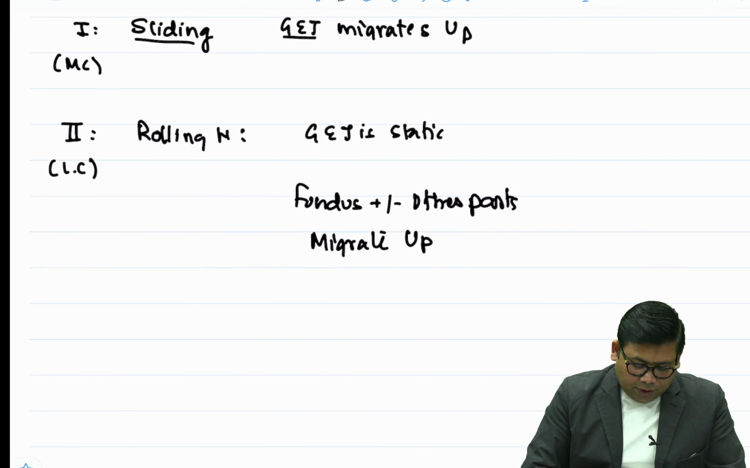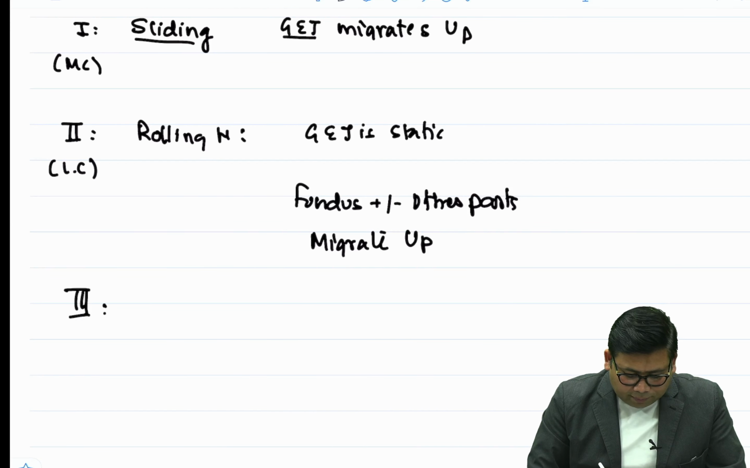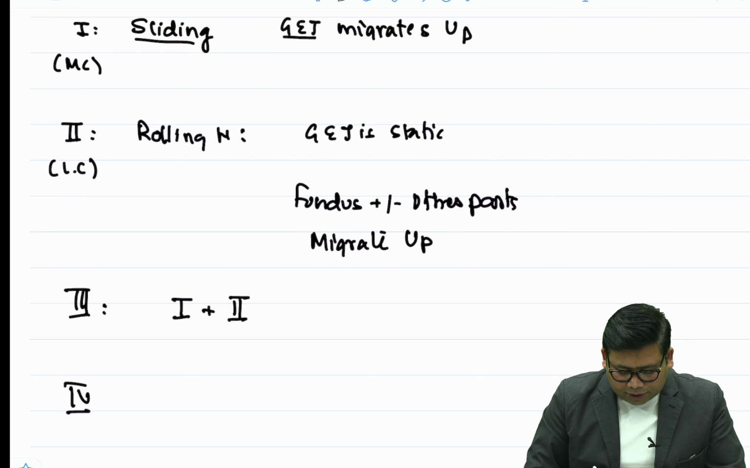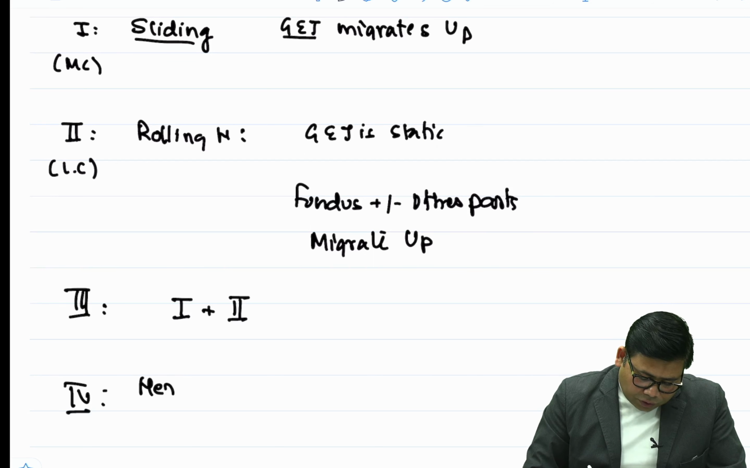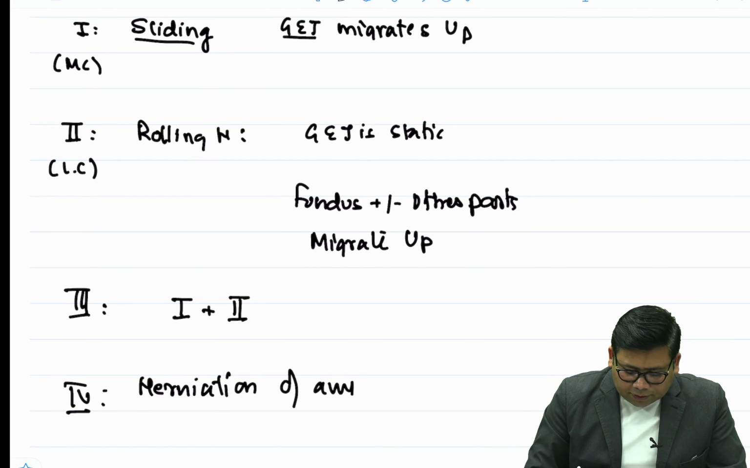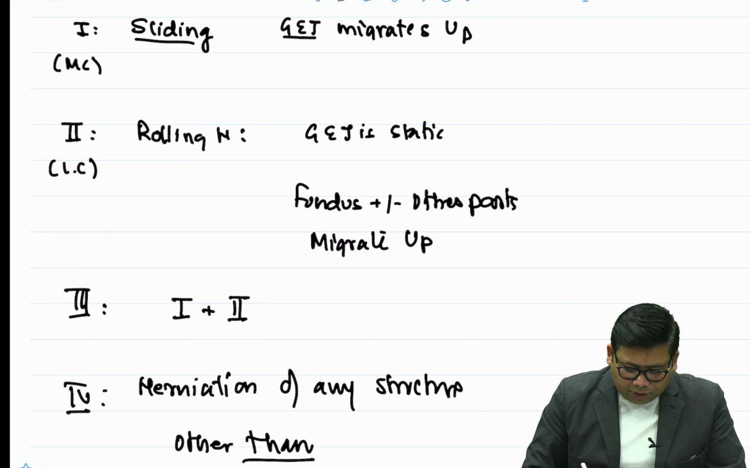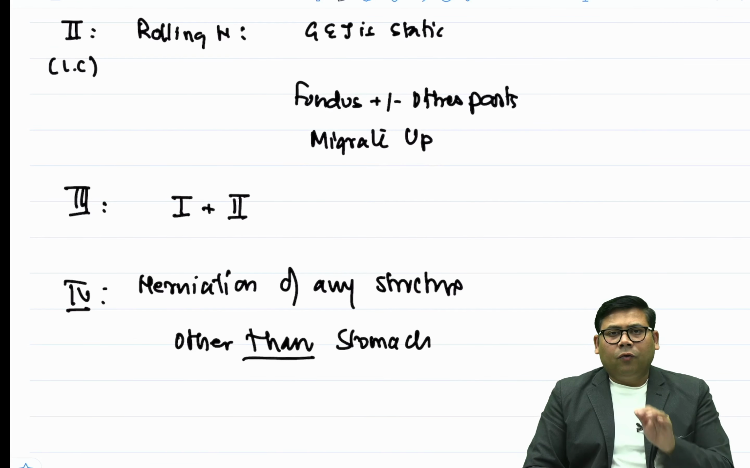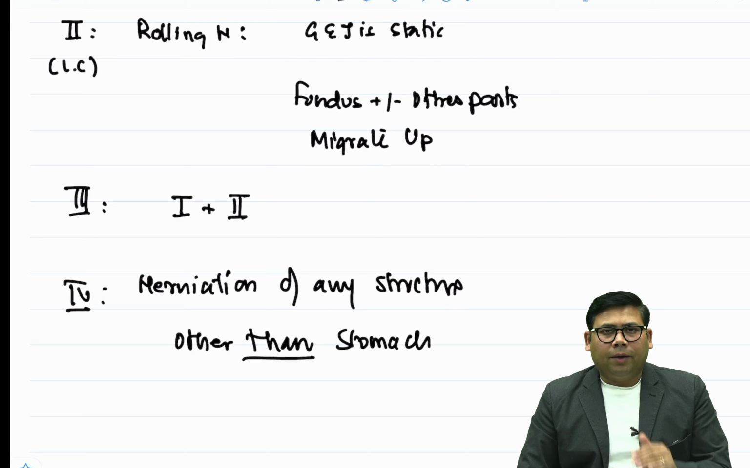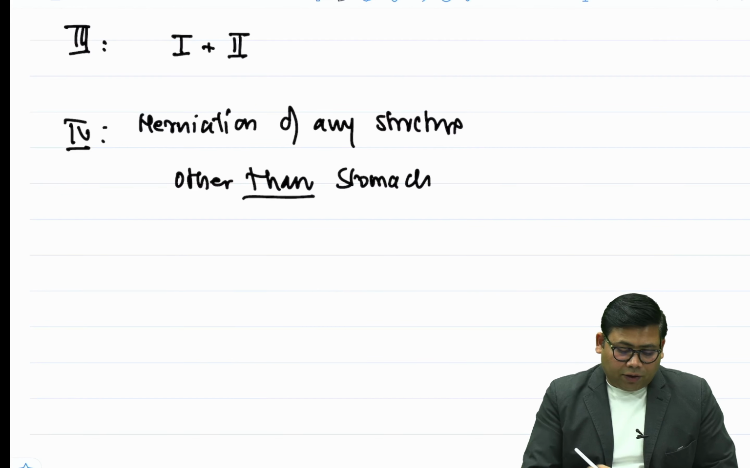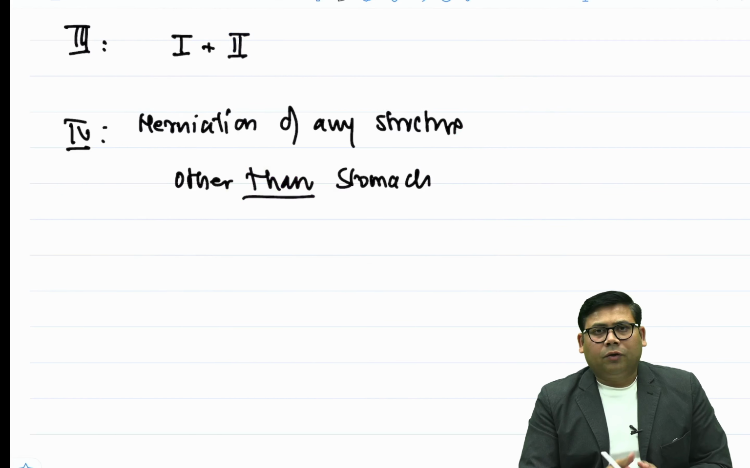Then what is type 3? Type 3 is a combination of type 1 and type 2. And then what is type 4? It is herniation of any structure other than your classically your stomach. So this is what is type 4. So type 1, type 2, type 3, type 4. This is very, very, very important thing that we need to understand.